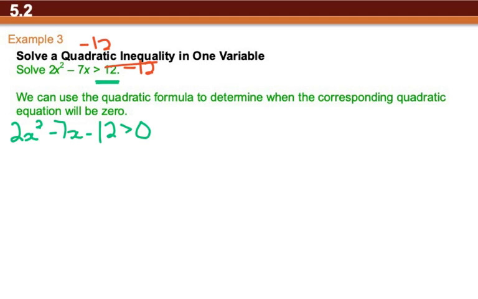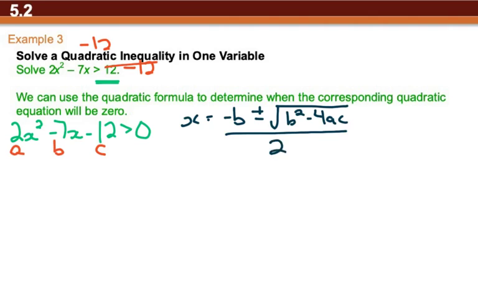To do that, remember that we need to define a, b, and c. A is the coefficient on x squared, it's 2. B is the coefficient on x, it's negative 7. And c is the constant, it's negative 12. So quadratic formula, x equals negative b plus or minus the square root of b squared minus 4ac, divided by 2a.